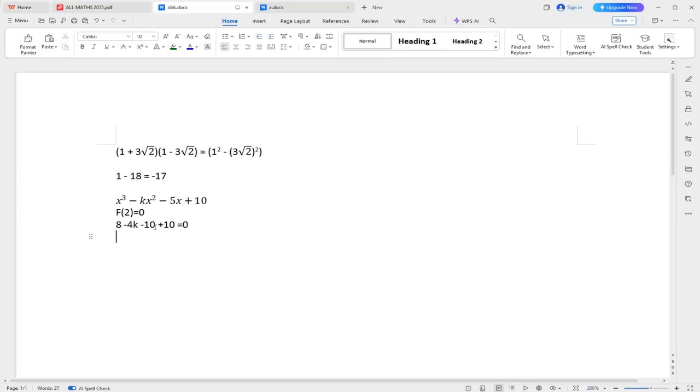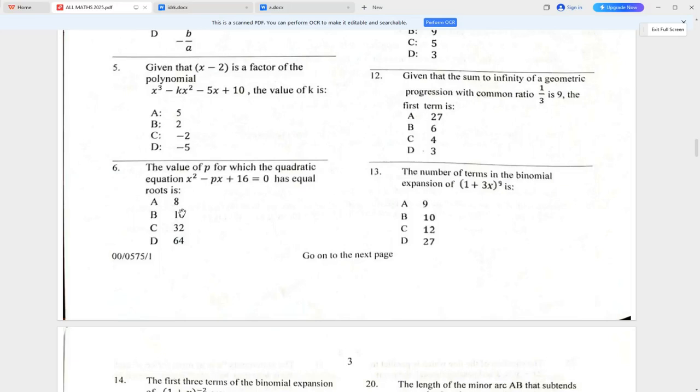Now minus 10 plus 10 is equal to 0, we are left with 8 minus 4k is equal to 0. If you isolate the k, we are left with minus 4k is equal to minus 8, and dividing all through by minus 4, we have k is equal to 2. And looking at the options, we have k is equal to 2, which is B for question 5.